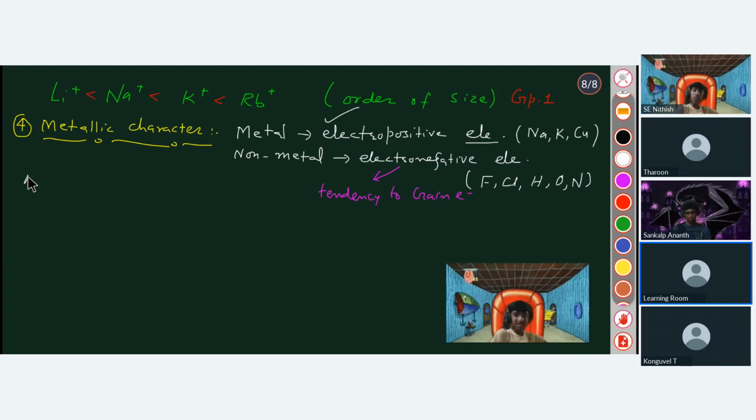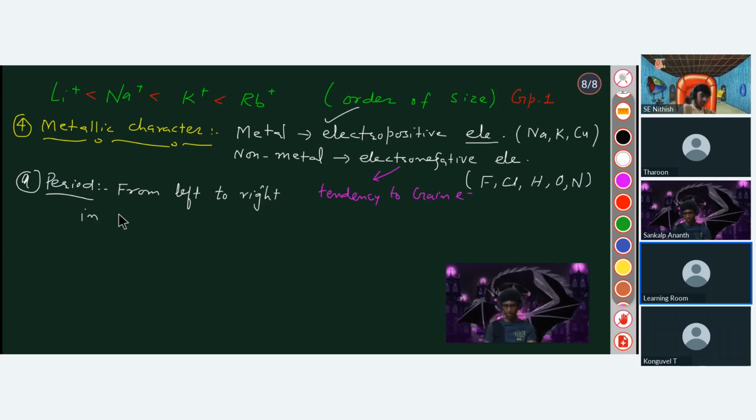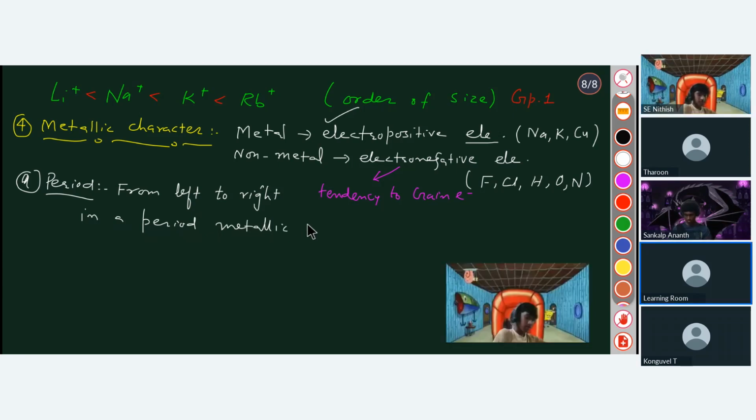First, let's see in a period. What will happen to the metallic character when you just move from left to right in a period? If you check out the periodic table, you will see that metals are on the left side of the periodic table. That is why you will just remember that from left to right in a period, metallic character will decrease. Got it? Yes, sir. So metallic character decreases from left to right.